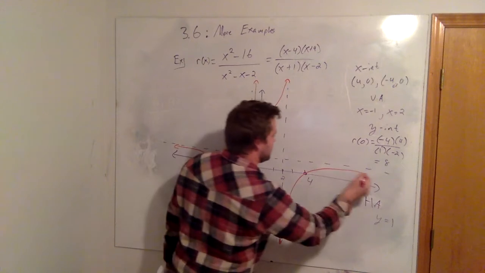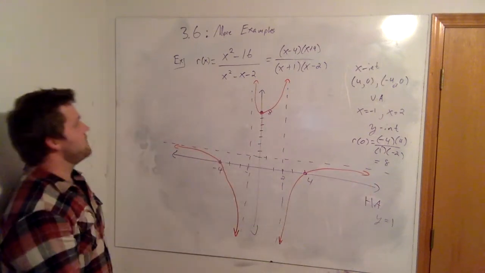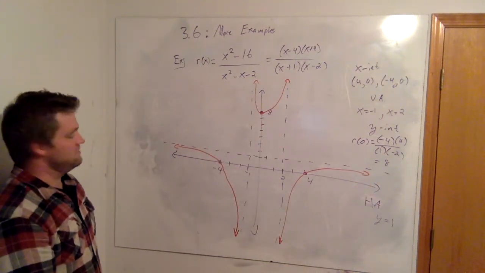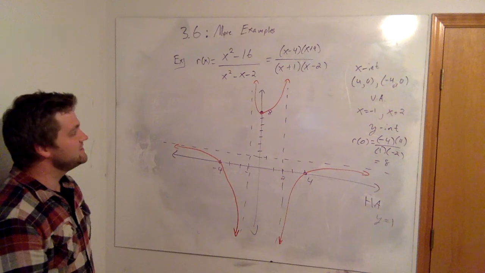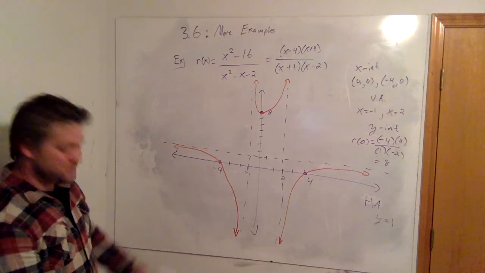So here's a nice, quick way that we can graph the rational function here. Here's a loose sketch of the graph. How fun is this? Okay, let's do another one.